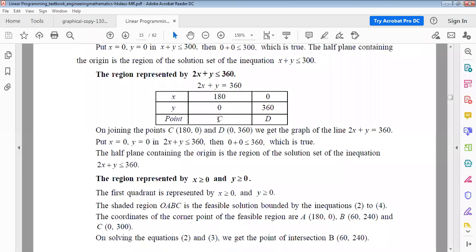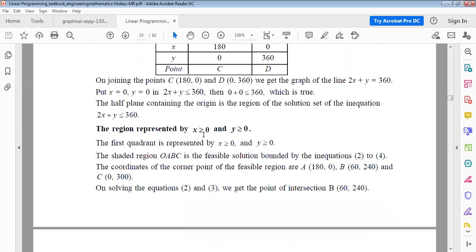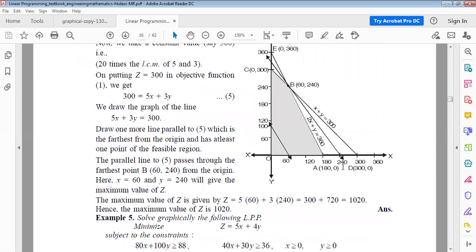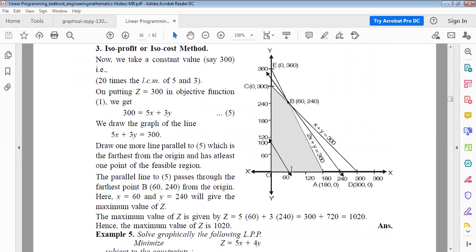So C will actually be (180, 0), and D will be (0, 360). Plotting this graph, C equals (180, 0), and this is (0, 360). Just joining, we get this inequality.